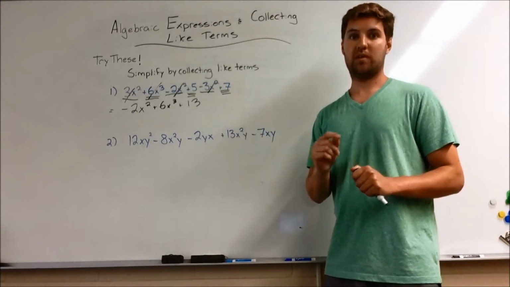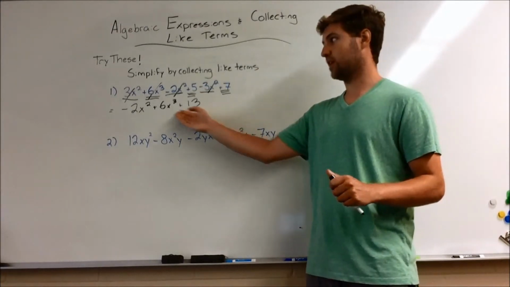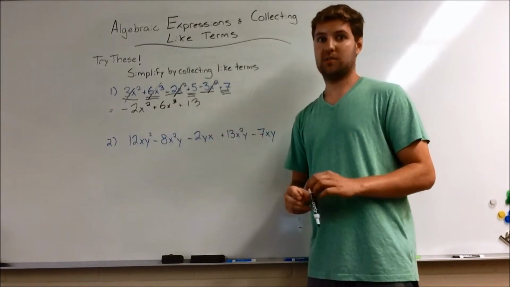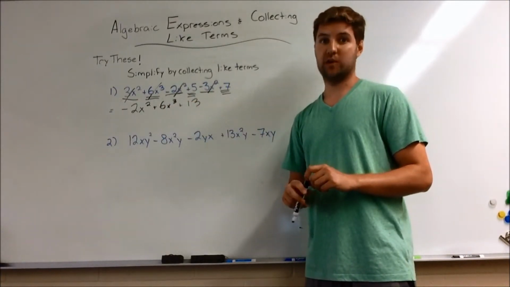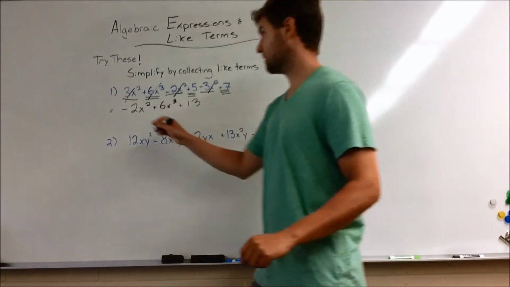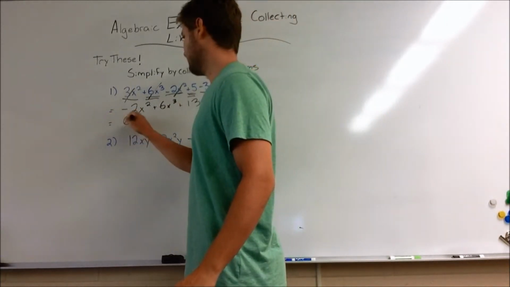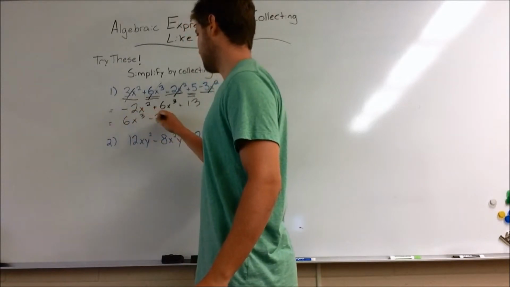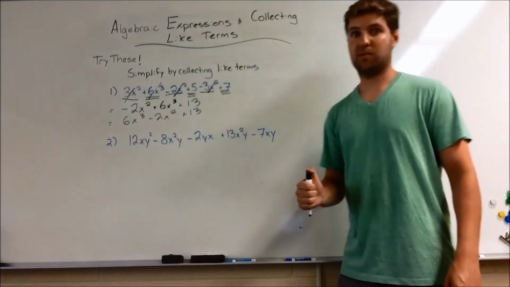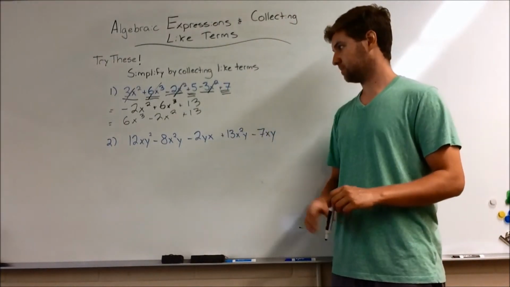Now, one more thing we have to do. We can't go any simpler than this, because we can't add any of these together. We have an x squared, an x cubed, and a constant term. But remember, we write it in degree order, so from the highest degree to the lowest degree. That means the x cubed has to come first. This would be 6x cubed minus 2x squared plus 13. And now it's simplified and written in the proper order.